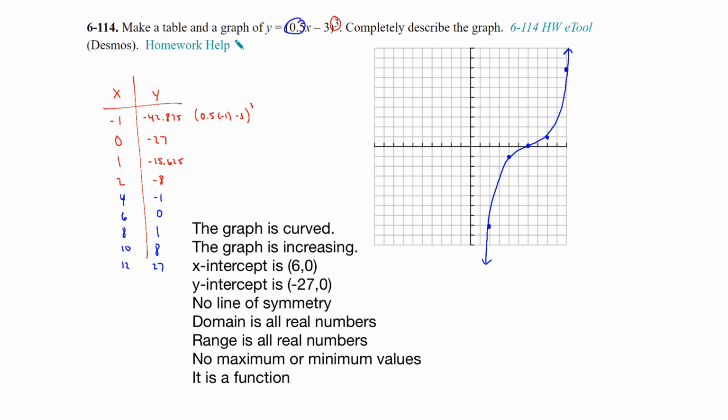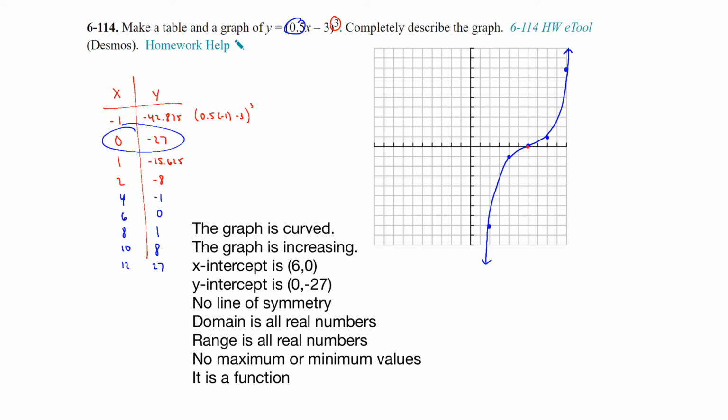So here's the list I created. I said the graph is curved. The graph is increasing as you work from left to right. So as you work from left to right, the graph continues to get larger, the y value does. The x-intercept is at 6, 0. The y-intercept is at -27, 0, and I need to fix that. It should be 0, -27. Alright, fix that, 0, -27, so I use the table for that.